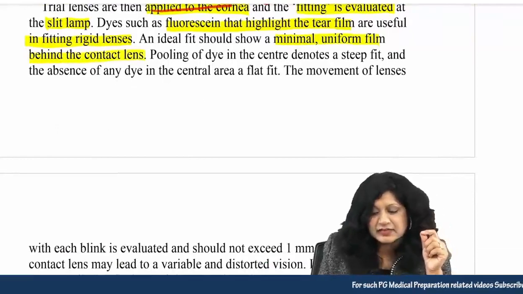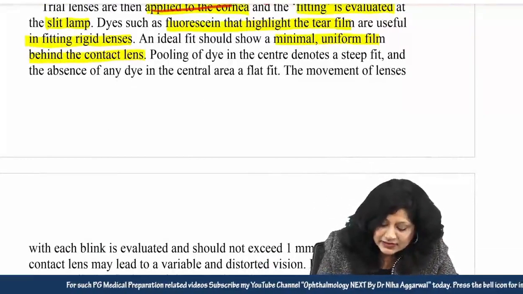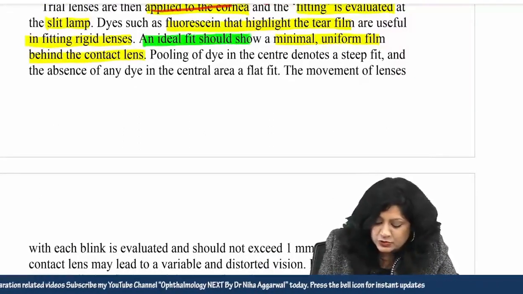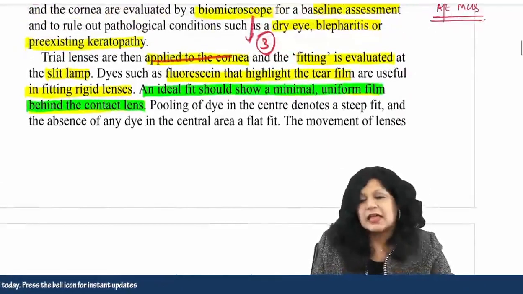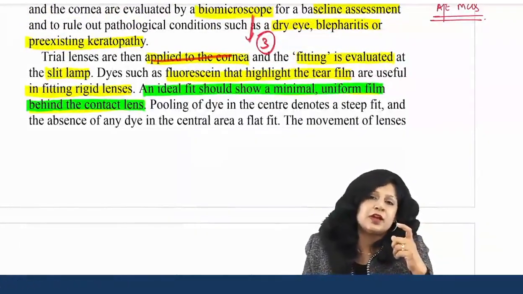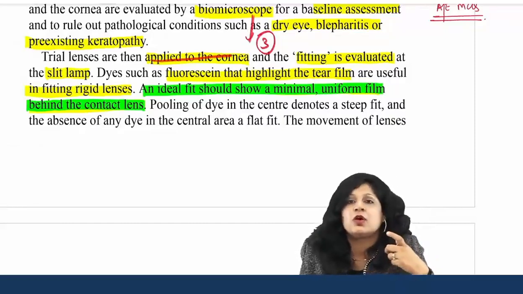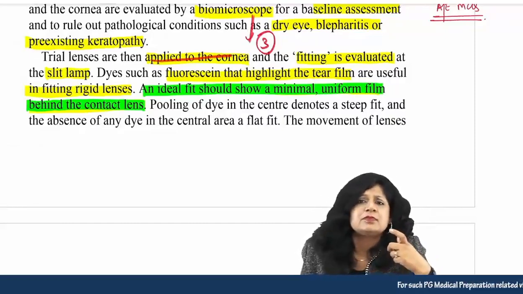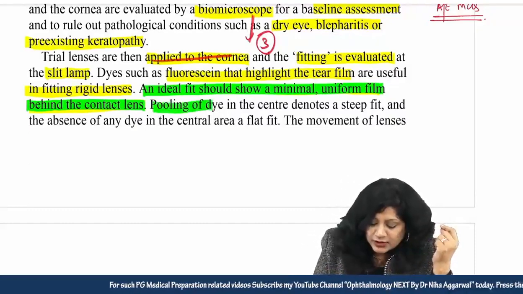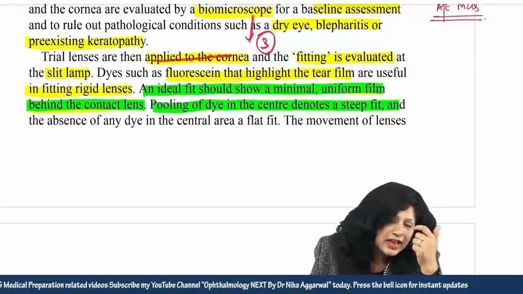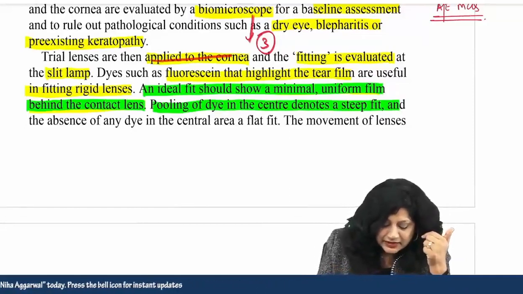So how will you actually assess it? You have to assess that if it's an ideal fit, then it should show a minimum uniform film behind the contact lenses. If you are checking what is the kind of fitting that the person will have, we usually call the person one day prior or a week prior for the fitting. There you should not have the pooling of the dye, because if you are having so much pooling, that means it's very steep, and if there is no dye, that means it's very flat.